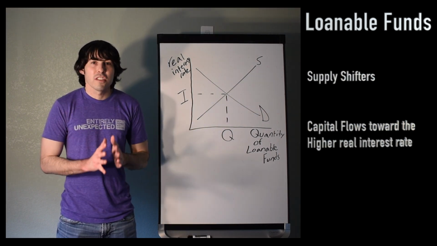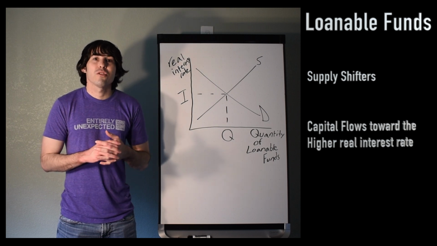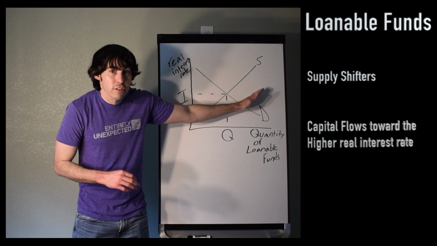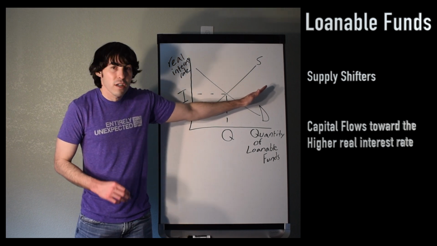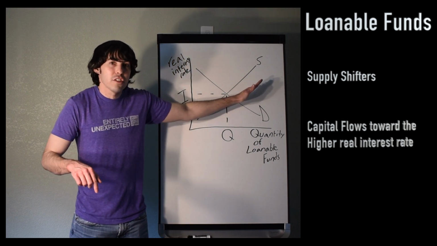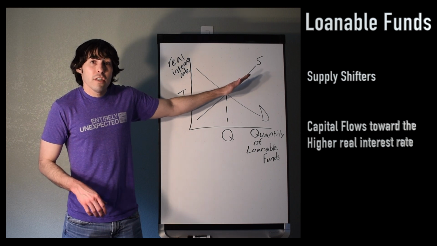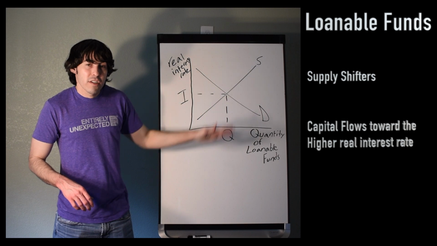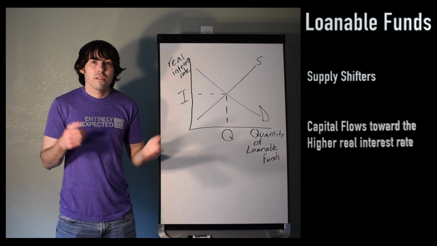The supply of loanable funds is also going to be affected by financial capital flows. Financial capital inflow is when foreigners bring their money into a country, and it increases the supply of loanable funds and drives down the real interest rate. Financial capital outflow is when foreign investors take their money out of a country. That decreases the supply of loanable funds and drives up the real interest rate.